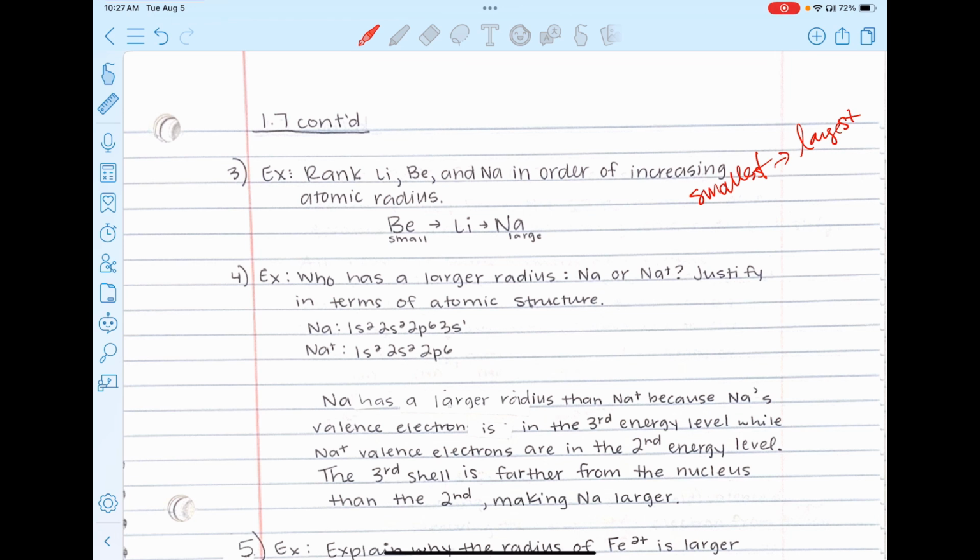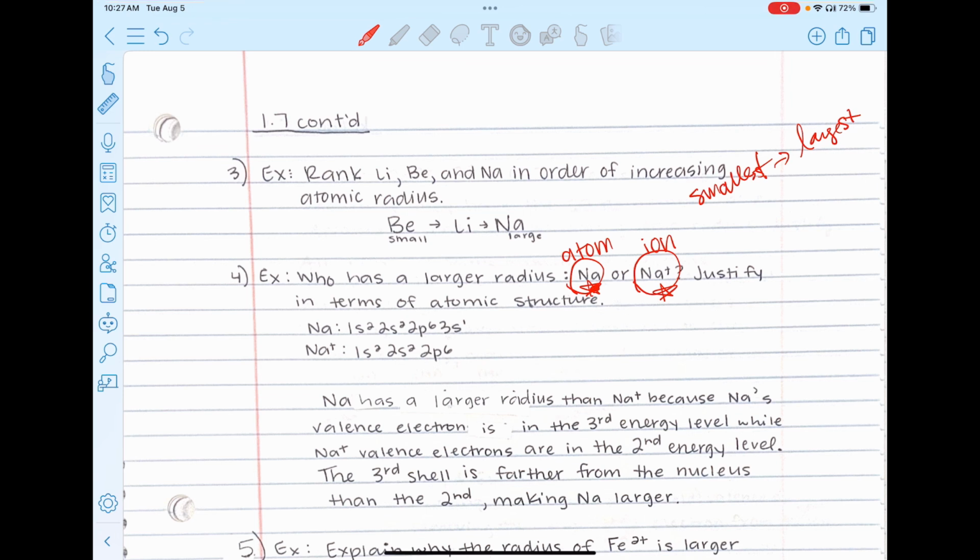All right, moving on to example 4. Who has the larger radius here, sodium or sodium plus 1? And you're told to justify this in terms of atomic structure. The first thing I want you to know is we're dealing with a neutral atom. Sodium with a plus 1 is an ion. So this is a neutral atom. This is an ion, which means that would be atomic radius, right? Right here, this is ionic radius. So this is an ionic radius question.